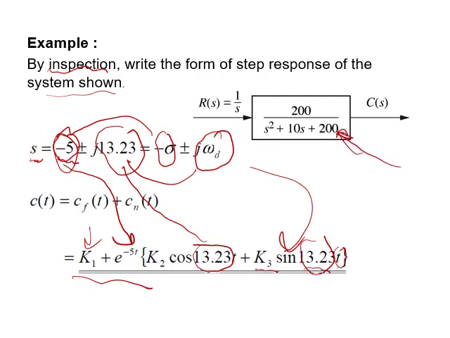So when you get this kind of system, the first thing you do is find S, then you know this format, and you can just substitute the values of sigma and omega_d.